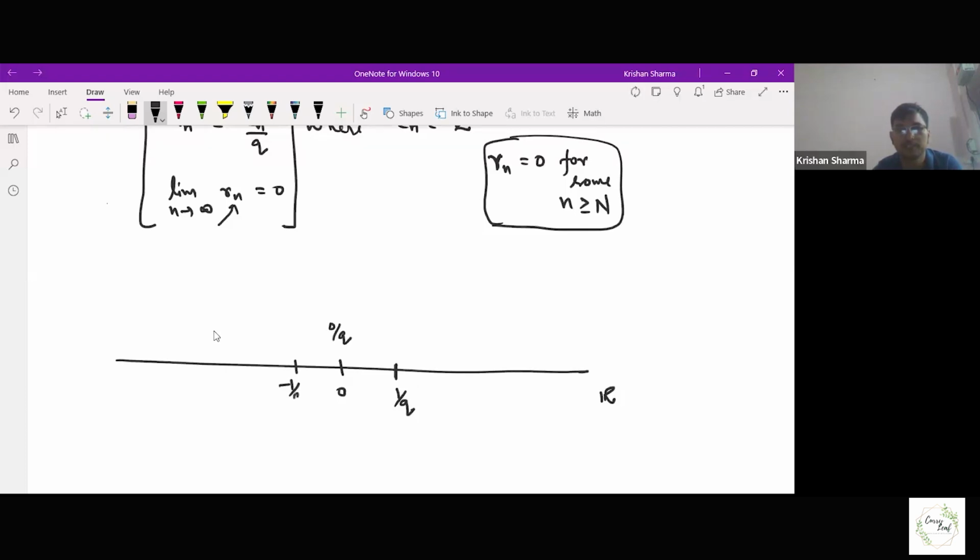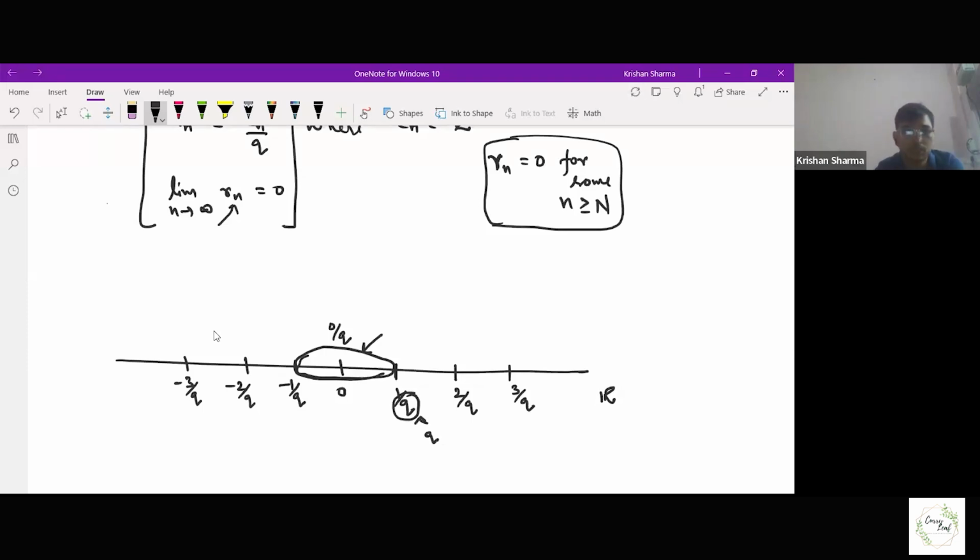Minus 1 by q will be here. So 2 by q will be here somewhere. Minus 2 by q will be here. 3 by q will be here. And minus 3 by q will be here. Okay. So all the numbers means there will be no number lying inside this whose numerator is q.